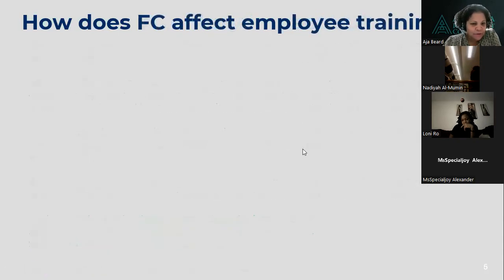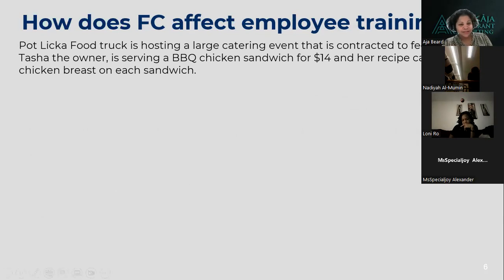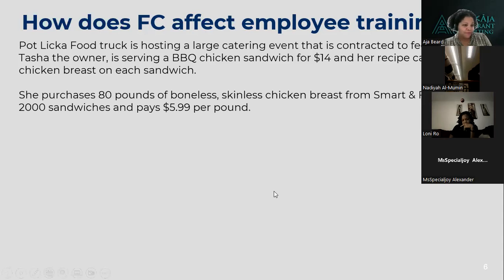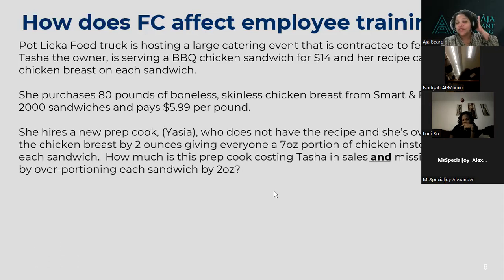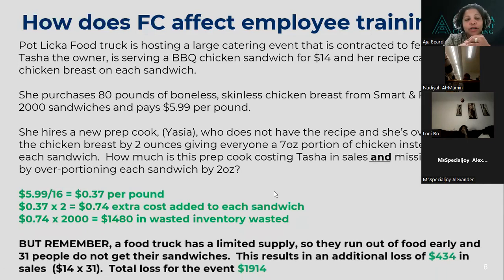All right, last example, and this one is probably my favorite. How does it impact employee training? So Potluck, a food truck, is hosting an event where they are going to be contracted to feed 2,000 people. Tasha, the owner, she's serving a barbecue chicken sandwich for $14, and her recipe calls for 5 ounces of chicken breast on each sandwich. She purchases 80 pounds of boneless, skinless chicken breast from Smart & Final to cover 2,000 sandwiches and pays $5.99 per pound.